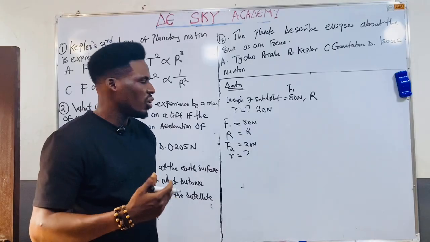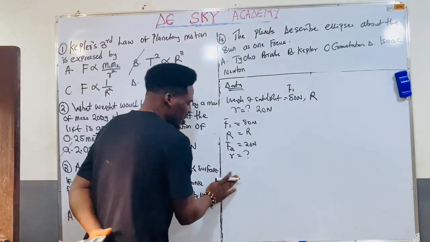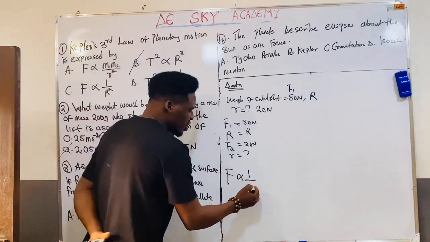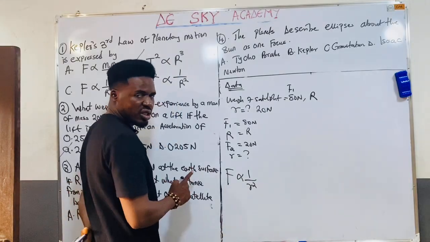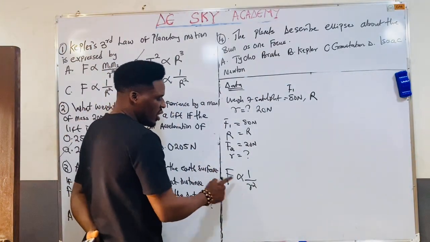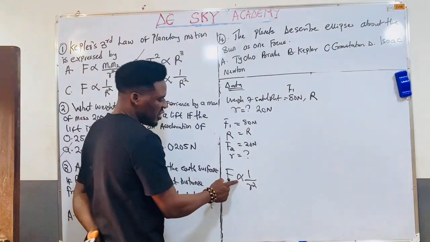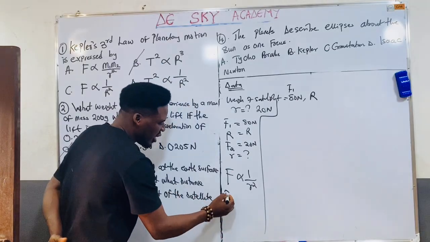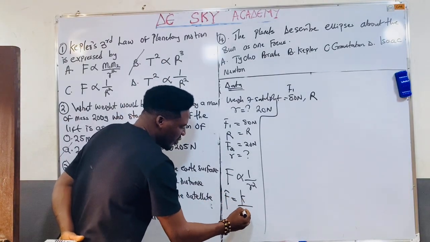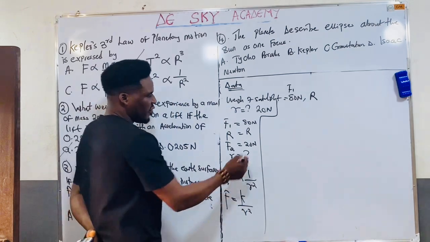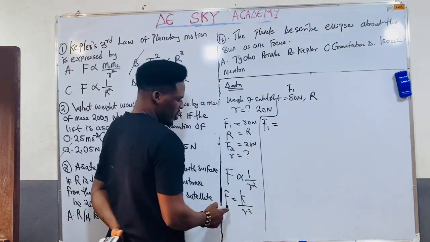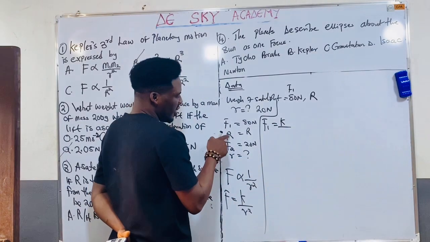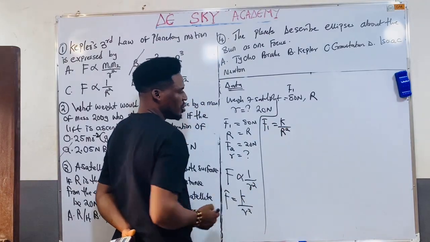Inverse square law under gravitational force of attraction states that the gravitational force of attraction is inversely proportional to the square of the distance apart. It is called inverse square law. For me to remove the sign of proportionality, I will introduce a constant. I will have that F is equal to K all over R square. Now, since we have F1, I will have that F1 will now be equal to K all over, what is the radius in F1? I have it as big R, right?